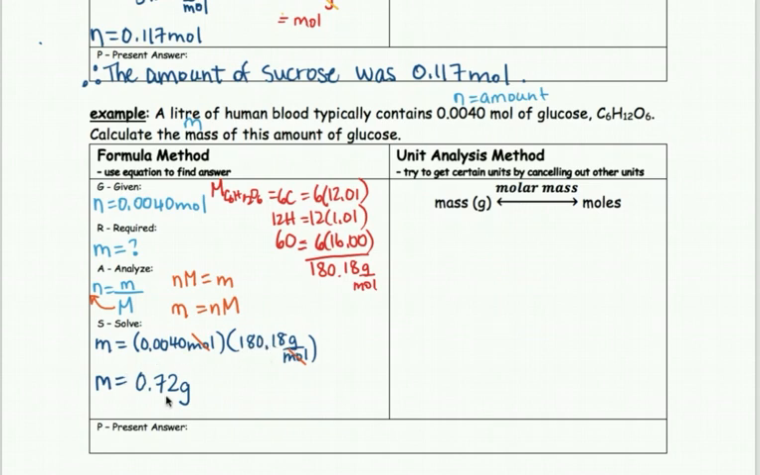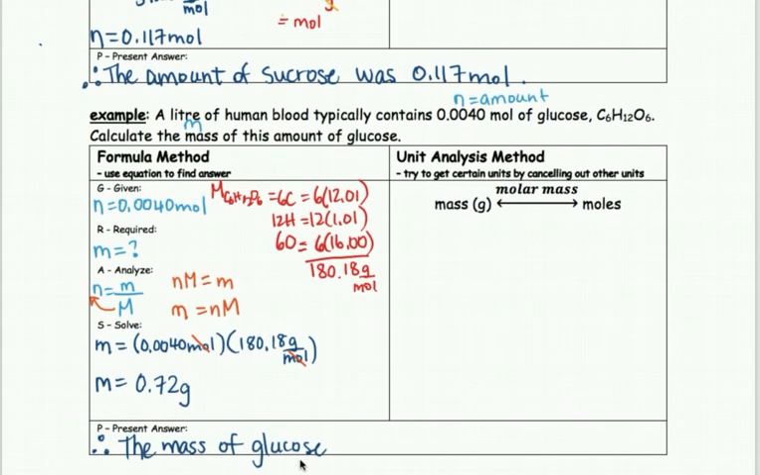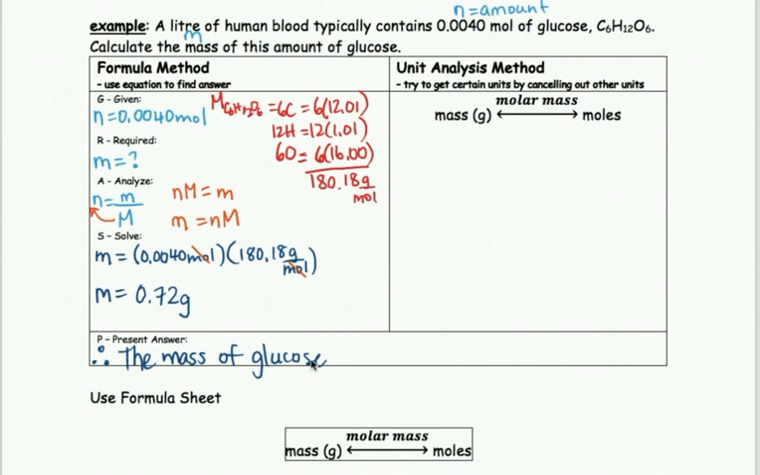So 2 digits, so I rounded to 2 digits here, and my therefore statement, what's my keyword? Mass. The mass of glucose is 0.72 grams. All right, so again, don't forget units, don't forget the keyword.